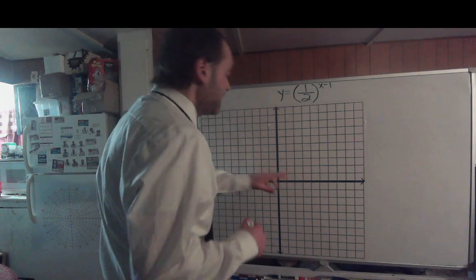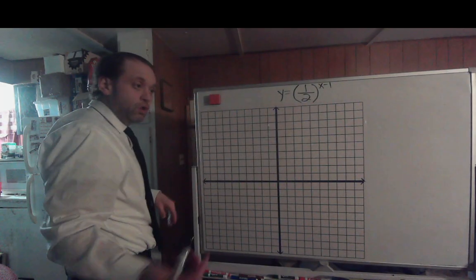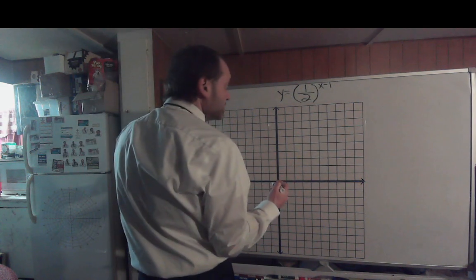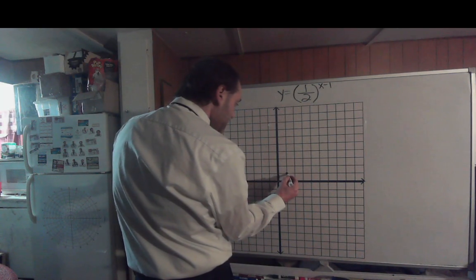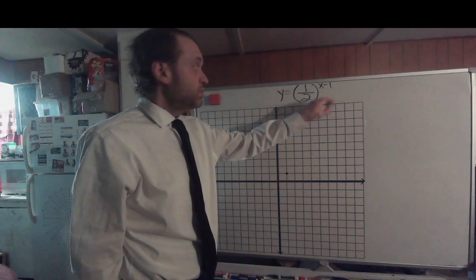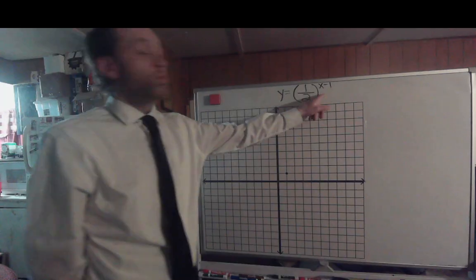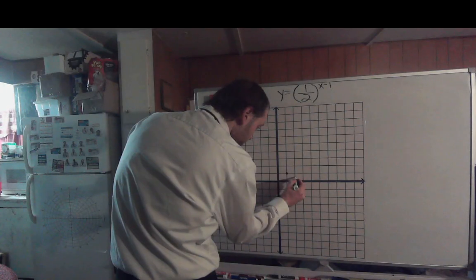So let's pick when x is 1. Of course, 1 minus 1 is 0. 1/2 to the 0 power is 1. So you would get the point 1, 1. Now, what about 2? When x is 2, well, 2 minus 1 is 1. 1/2 to the first power is 1/2, so you would get the point 2, 1/2.